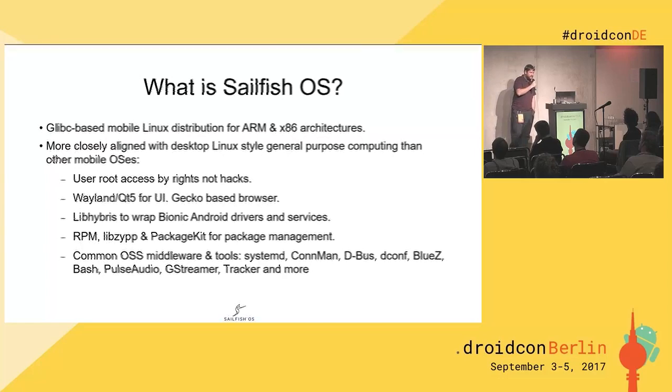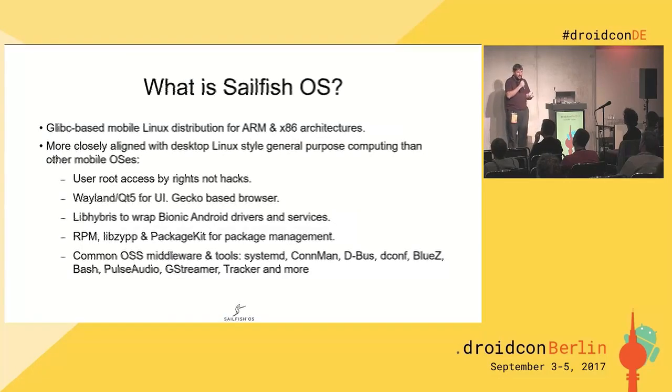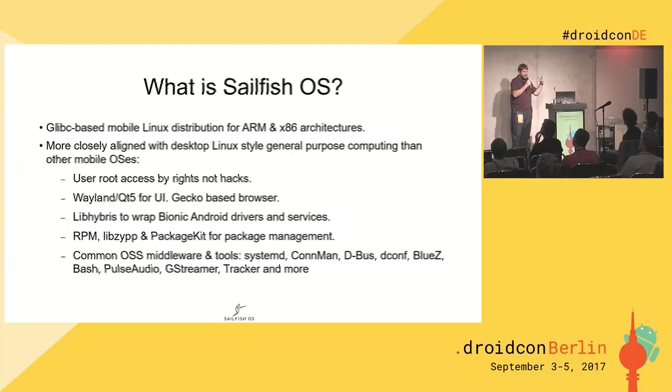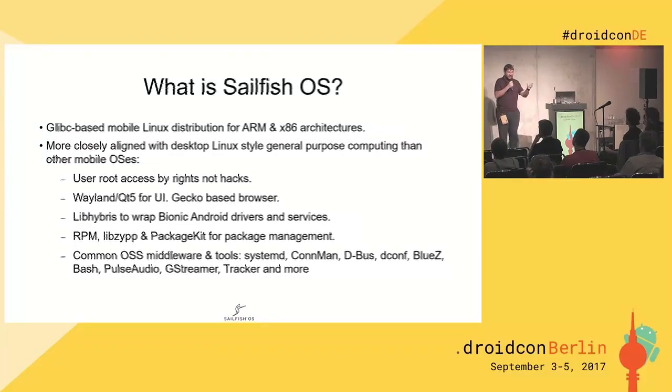The big difference between Sailfish and other ones is that we use a lot of common open source components. So underneath the shell, you've got systemd running everything. The package manager is RPM, and you've got libzypp on top of that. We use PackageKit. Then things like D-Bus, BlueZ, PulseAudio, GStreamer. It's all common stuff that you'll find on Linux desktops as well, which makes it a bit easier to play around with different software.